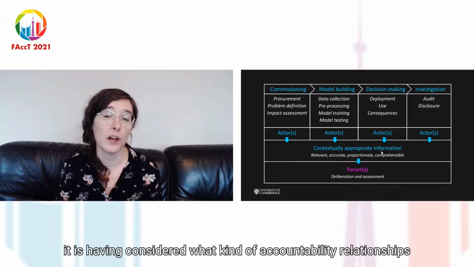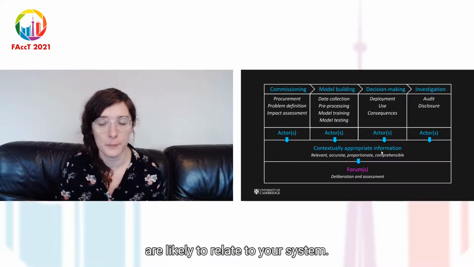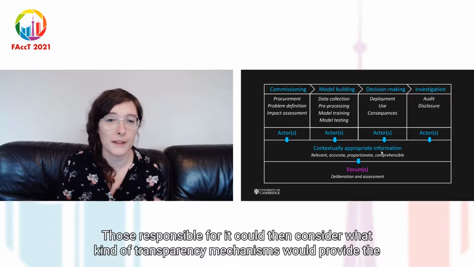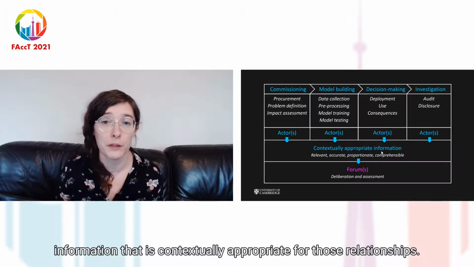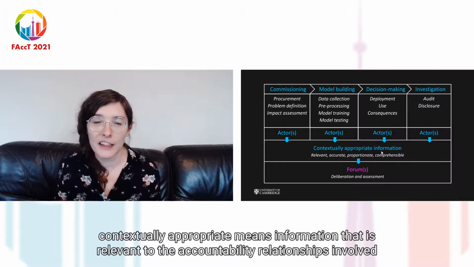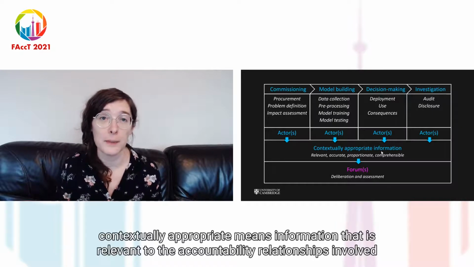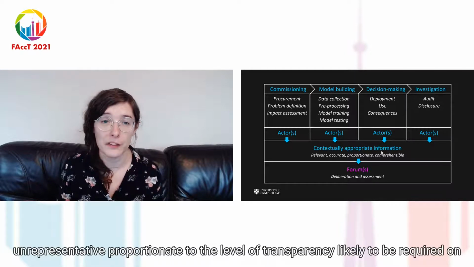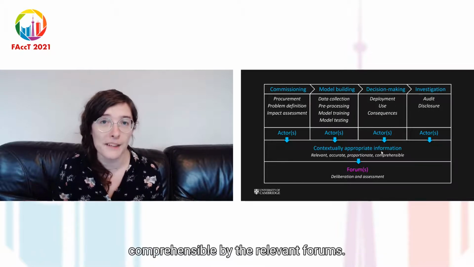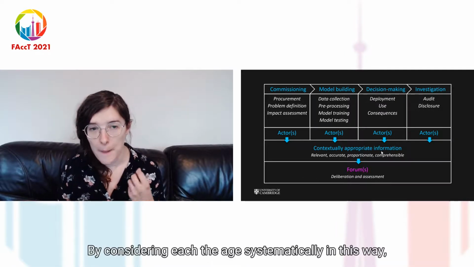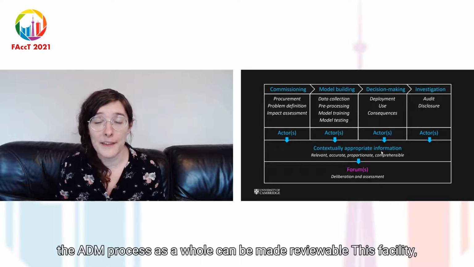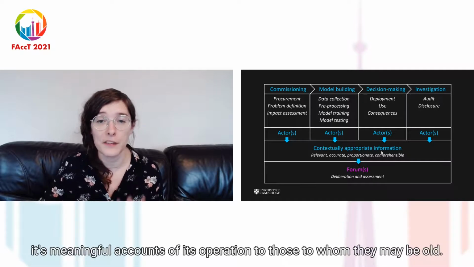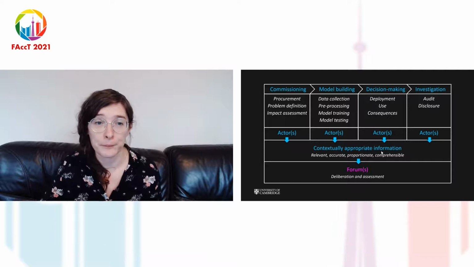Having considered what kinds of accountability relationships are likely to relate to a system, those responsible for it can then consider what kind of transparency mechanisms would provide the information that is contextually appropriate for those relationships. Again, contextually appropriate means information that is relevant to the accountability relationships involved, accurate, complete, and representative, proportionate to the level of transparency likely to be required, and comprehensible by the relevant forums. By considering each stage systematically in this way, the ADM process as a whole can be made reviewable. This facilitates meaningful accounts of its operation to those to whom they may be owed.